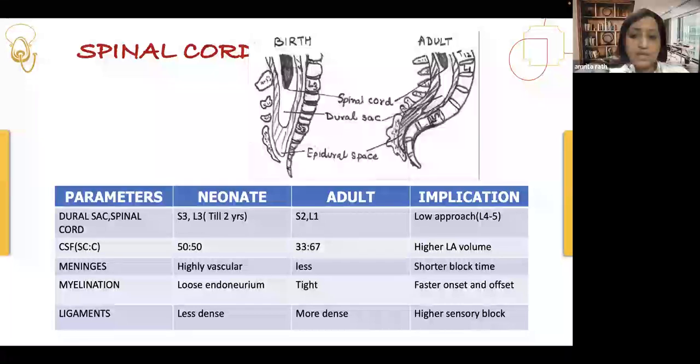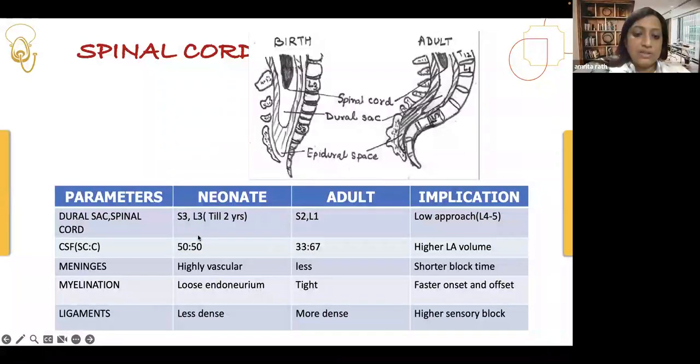So because there is a greater dilution of the drug here, I just told the reverse ratio. The spinal cord to CNS ratio: because it is 50, whereas it is 33, here the drug dilution will be more. That is why you need to give a higher local anesthetic volume.